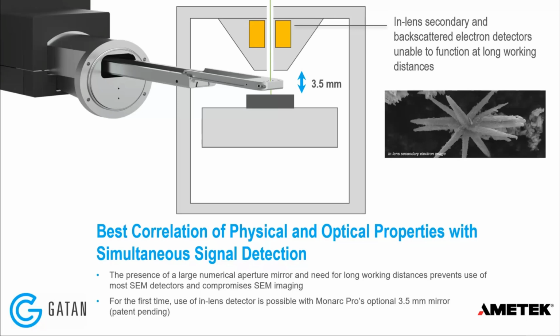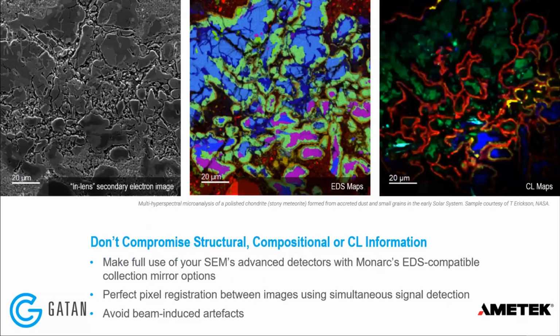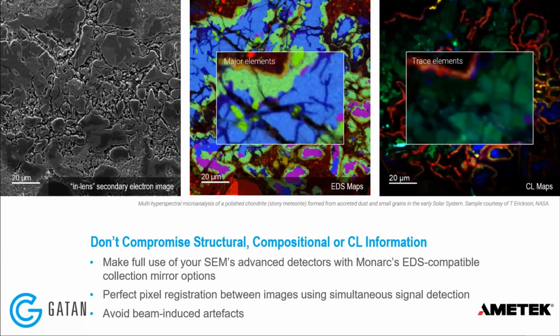within the Monarch software. And I have a nice example of both of these developments on the next slide, where we have a meteorite sample. So this is a polished chondrite, a stony meteorite that is actually one of the earliest solids to ever form within the solar system. So it has all sorts of interesting information to reveal about how the solar system was created. And you can see that we have been able to collect in-lens secondary electron images, EDS maps, and CL maps, all from exactly the same region, all with perfect pixel registration between these images, because we can collect those simultaneously with the Gatan software.